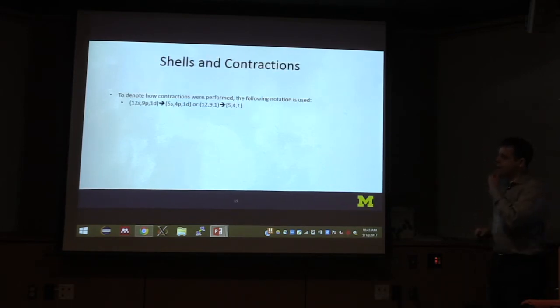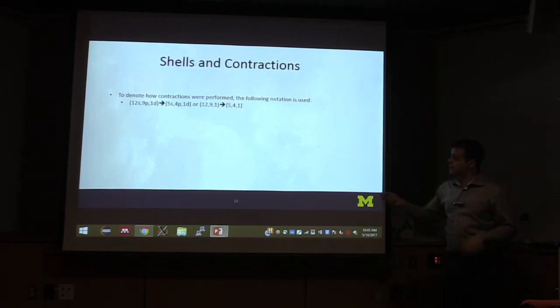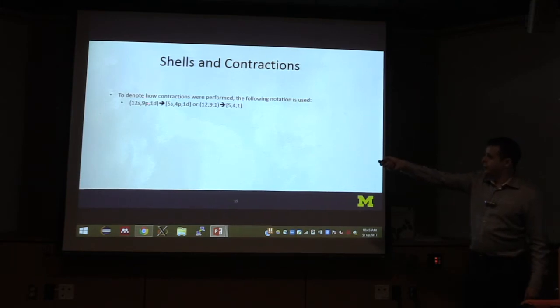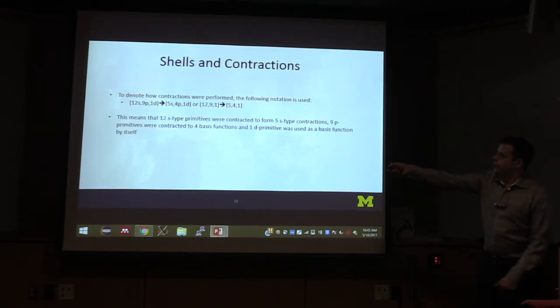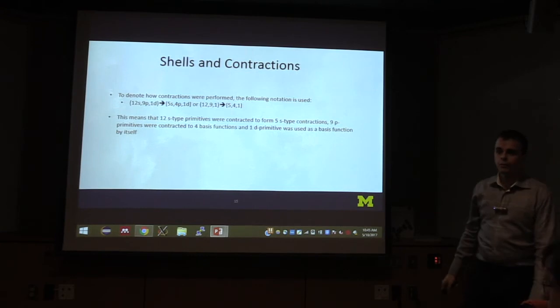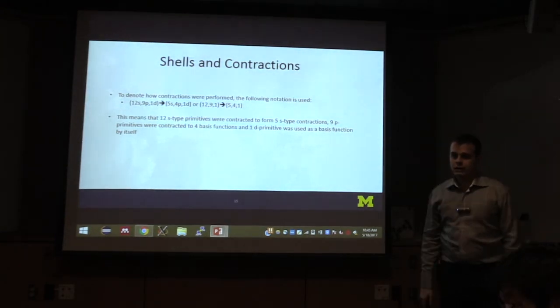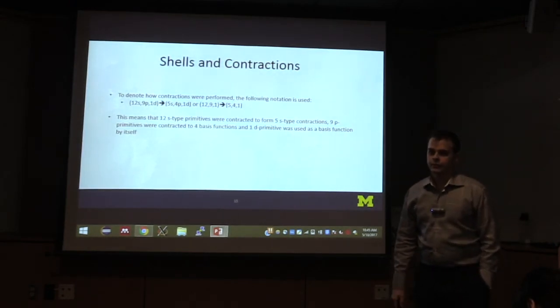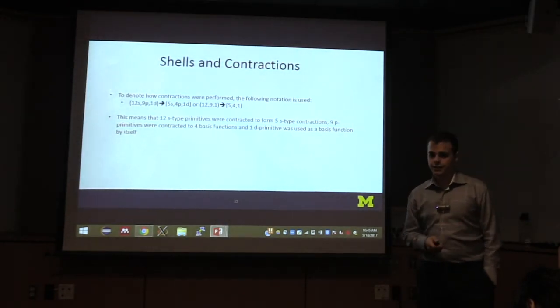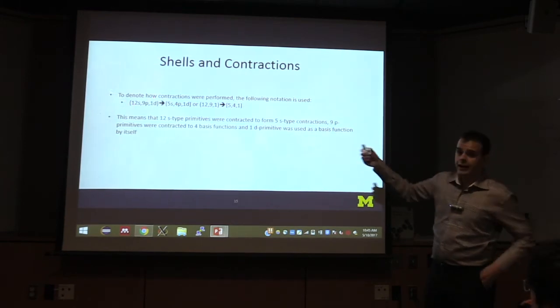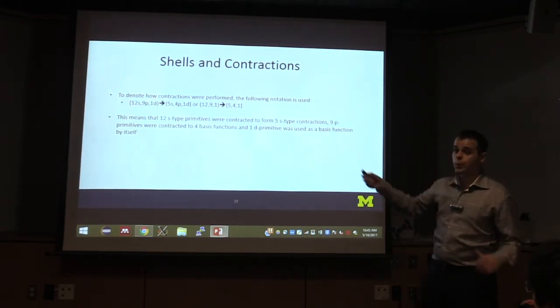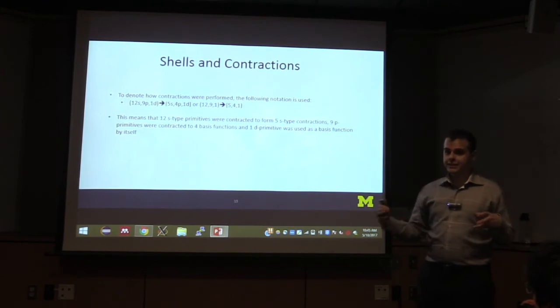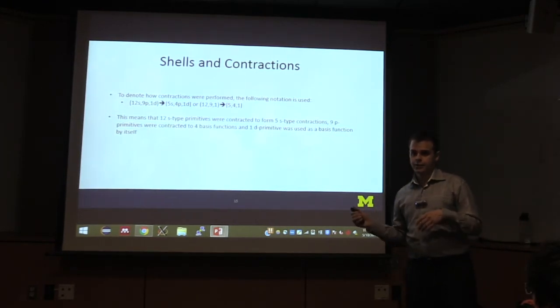To denote how the contractions were performed, the following notation is often used. So we go 12s 9p 1d to 5s 4p 1d. So these are the primitives, and now these are the contractions. So this means that... Is that all right? Can I ask? Yeah. So you're adding Gaussians together to get that orbital as a function of r, to get that shape by adding Gaussians together? Yeah, and those are called contractions. So this means that 12s Gaussians were contracted to form 5s CGTOs, contracted Gaussian type orbitals.